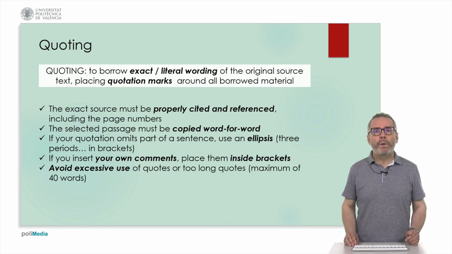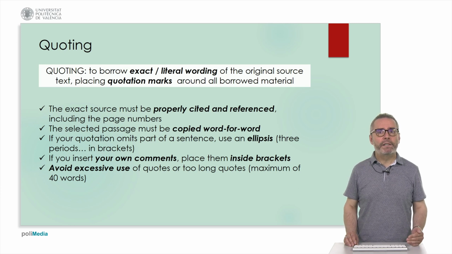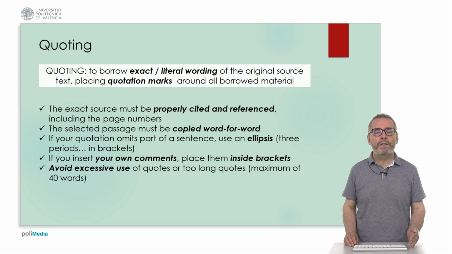Another way of avoiding plagiarism is quoting. In this case, we borrow exact words from the original source, placing quotation marks. We copy word for word, and it must be properly cited and referenced. If we omit part of the original passage, we have to mark the ellipsis with 3 periods in brackets. And if we insert our own comments, which is also possible, we have to put them inside brackets. We cannot use a lot of quoting in a text. It is not considered good practice.